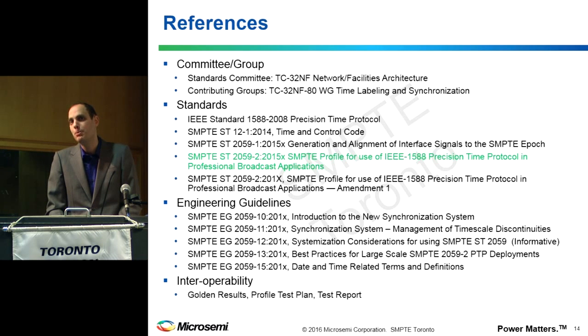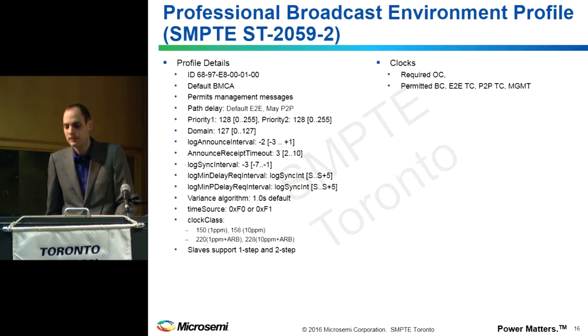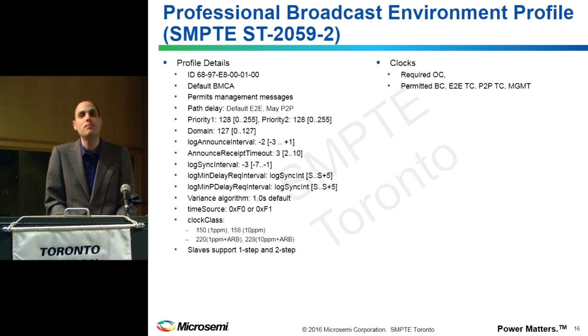How many nodes can I deploy? What type of equipment can I buy? What is the performance I can achieve? What are the loading levels that I can have on my network? These engineering guidelines are going to be key to pull together a full deployment. So let's take a look at a little bit of details on the broadcast profile. It's using the default BMCA. That's fantastic. It's reusing what's already been done by the IEEE 1588 working group.